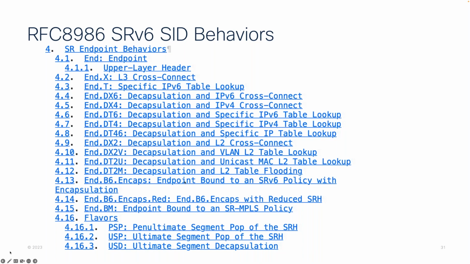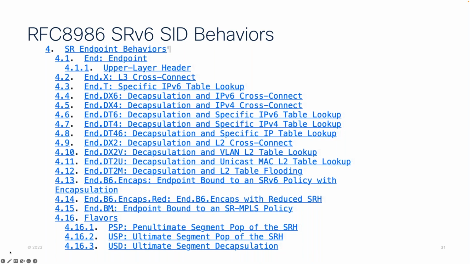N.B6 is an interesting one. So this is a binding SID that's bound to an SRv6 policy with encapsulation. So bound to another SRv6 encapsulation. When we instantiate these SIDs in our network, we bind them to an SRv6 policy with a SID list, and the packet would then take that path to wherever its next segment is. Encaps reduced is a description of B6 with encaps reduced, which is just an encapsulation with that binding SID that reduces the segments in the segment list a little bit.